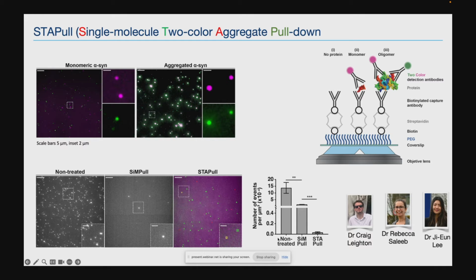So this is just shown here. Non-treated, you can see there's a significantly larger proportion of molecules on there, so we count many more molecules. With the simple, we see fewer of them. However, with the staple, we have very few coincident events. So we passivate the surface and we can really specifically detect the molecules.